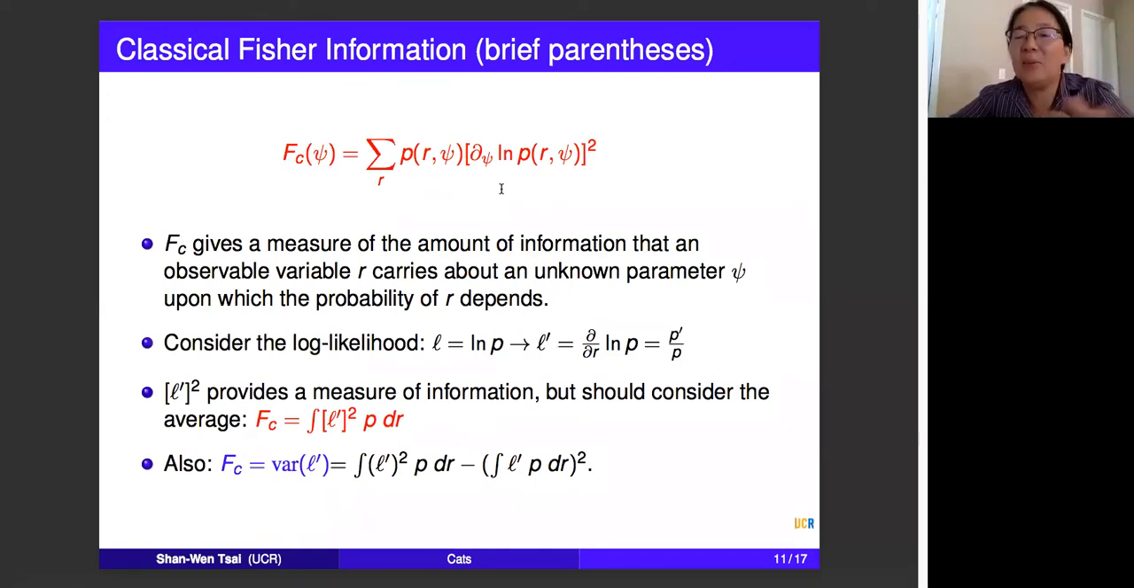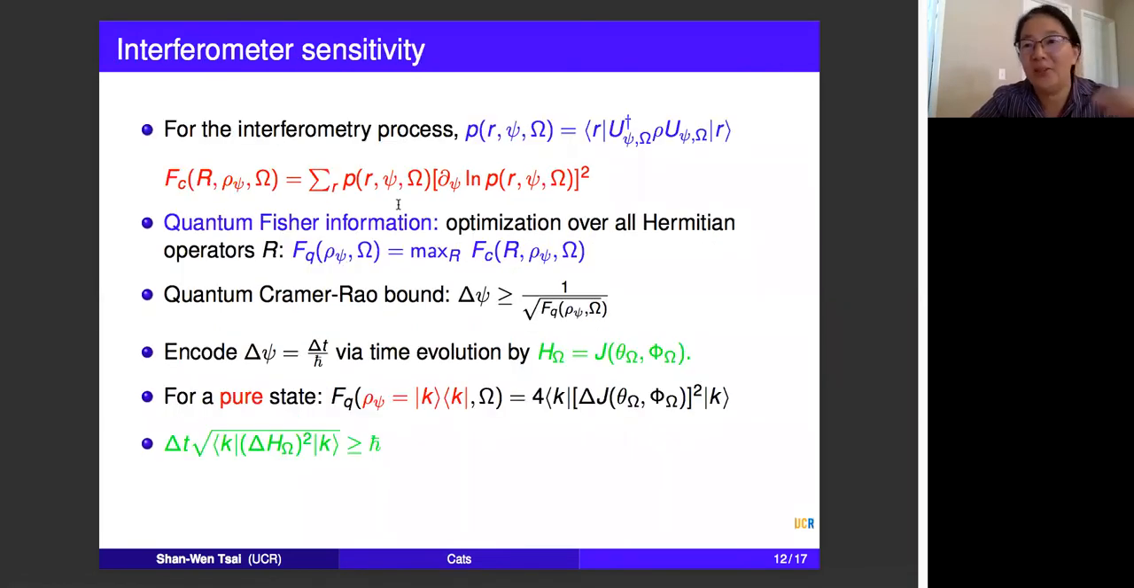Now, at this point, the R can still be, you could have various choices of R. You could have chosen R to be Jx, say, and then be doing various measurements and getting the probabilities. Right now, this quantity still depends on what you want to measure. So that leads me to the next, to connect back with the interferometry proposal.